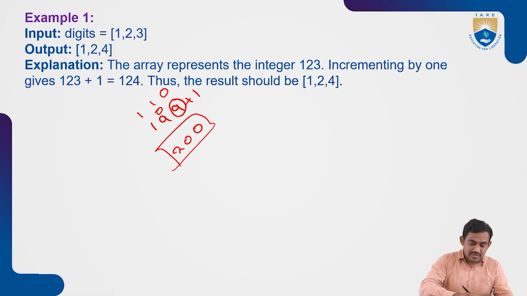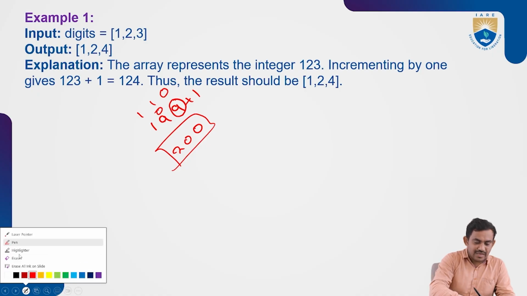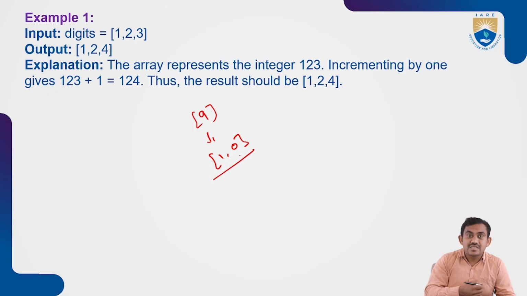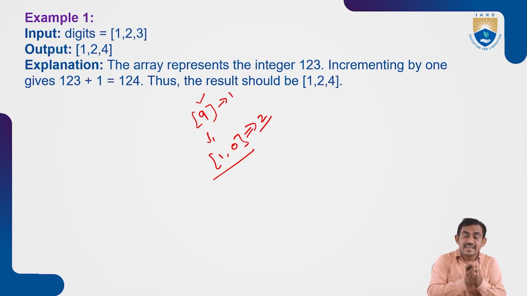Then one more example: if my list has only one digit, 9, then what about the output list? The output list is 1, 0. See this: in this case, the length of the input is 1, but the length of the output is 2. So we can't say that the input size and output size are both equal. Remember that. Coming to C and Java, we need to travel step by step from the last digit to the first digit, and you can increase one more also.